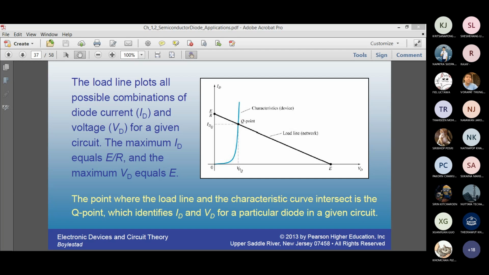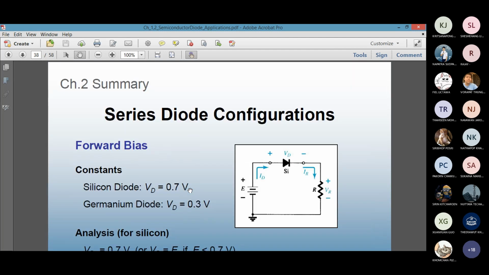The network means the circuit. The circuit that is around the diode is the network. So from the network you can find the two extreme points. When the current is zero, what is the voltage? And when the voltage is zero, what is the current? You join these two points, and you get the load line.